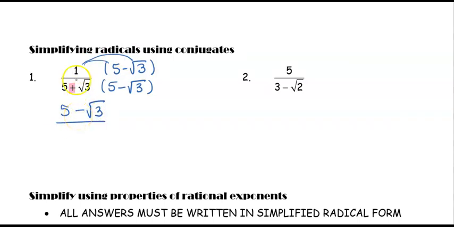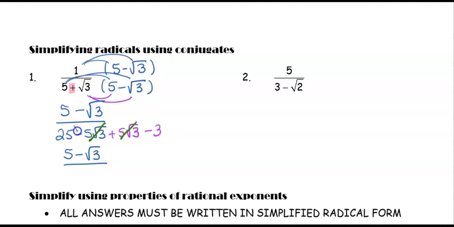On the bottom, we've got 5 times 5, 25, minus 5 root 3, plus 5 root 3. Remember, outside numbers together, inside numbers together. Root 3 times a negative root 3 is a negative root 9. Well, the square root of 9 is just 3. That was the whole point of the conjugate, was to get those middle terms to cancel. So it is 5 minus the square root of 3. 25 minus 3 is going to be 22.